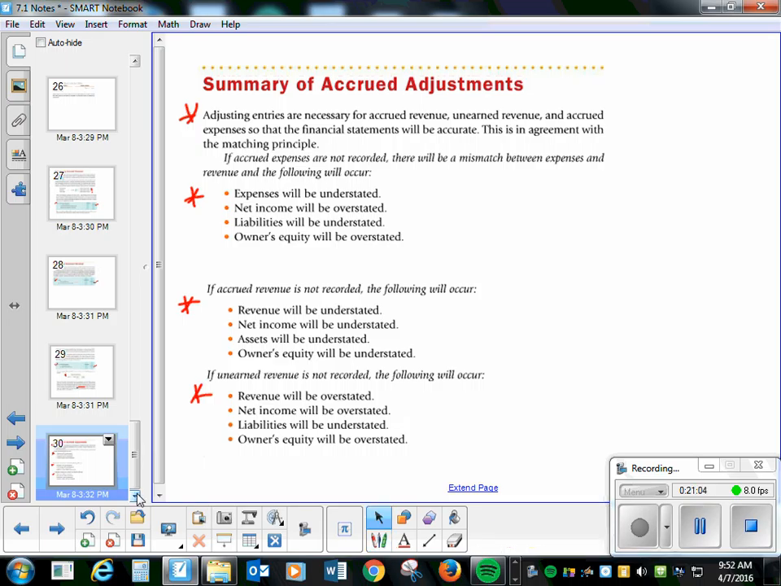There's a lot of information here. Go through the examples and the questions that I give you and the answer keys, and I'm here if you need any help.